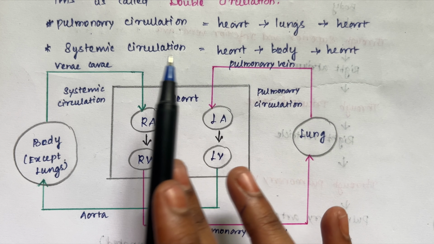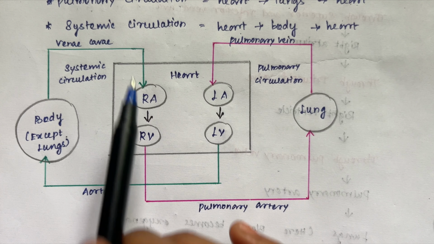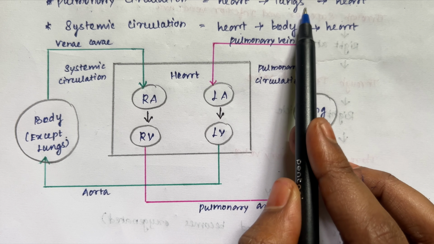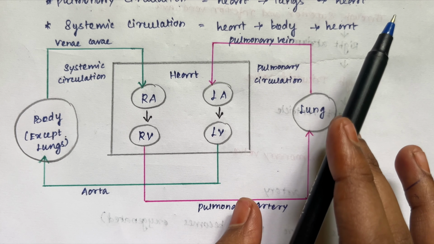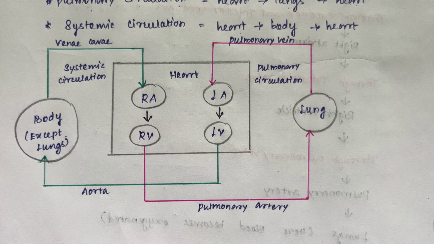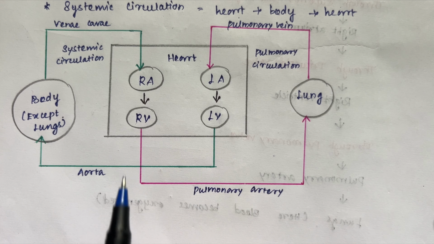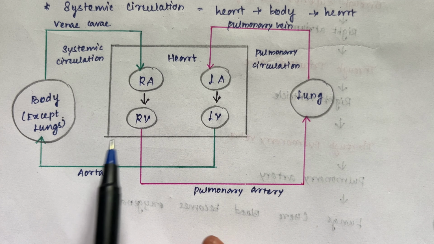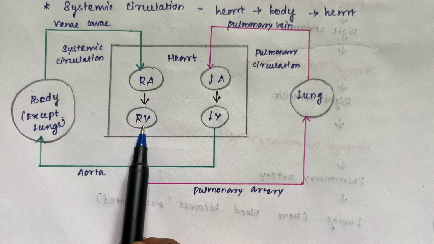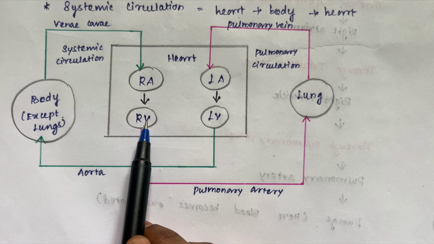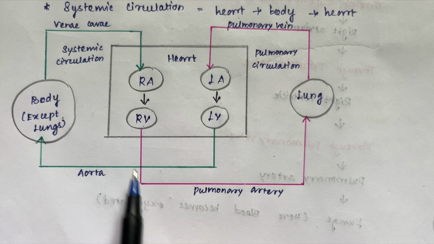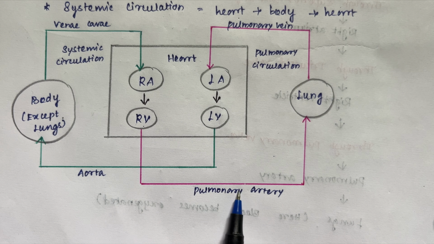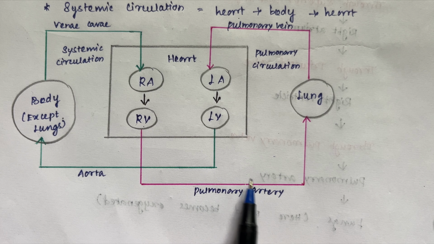Let's first understand the pulmonary circulation. Pulmonary circulation is heart, lungs, and back to the heart. It is all about oxygenating the blood. We'll see it step by step using this diagram. First, the starting point is the right ventricle. The deoxygenated blood, that means blood containing low oxygen, collects in the right ventricle. When the right ventricle contracts, it pushes this deoxygenated blood into the pulmonary artery. This is the only artery in the body that carries deoxygenated blood.